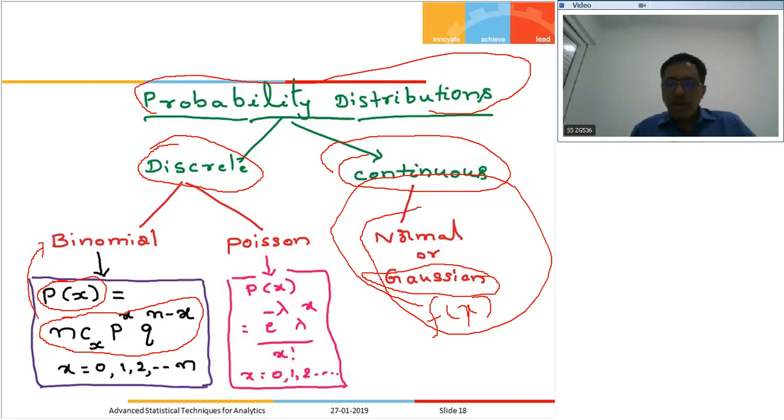If P of X is defined as e power minus lambda, lambda power x by x factorial, then we say it follows the Poisson distribution.